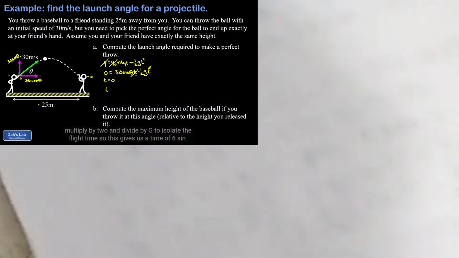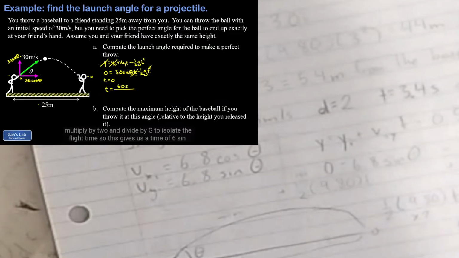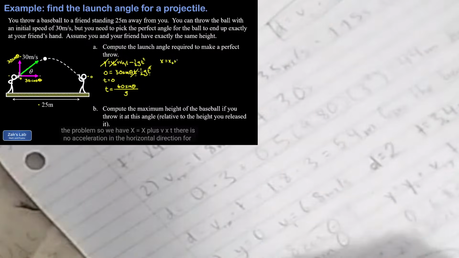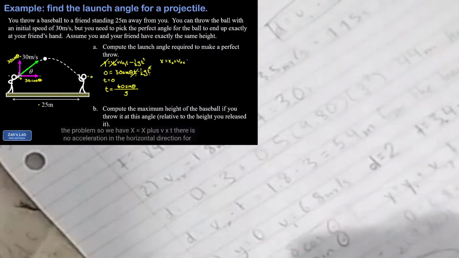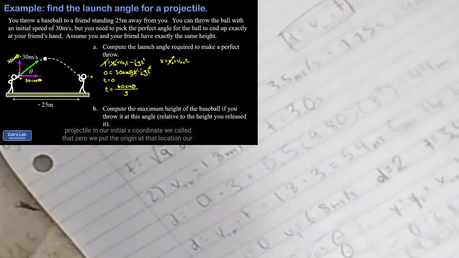Okay, so we get that. Isolate the flight time. So this gives us a time of 60 sine theta, again that's still an unknown, divided by g. All right, now we look at the horizontal analysis of the problem. So we have x equals x naught plus v naught x t. There is no acceleration in the horizontal direction for a projectile.